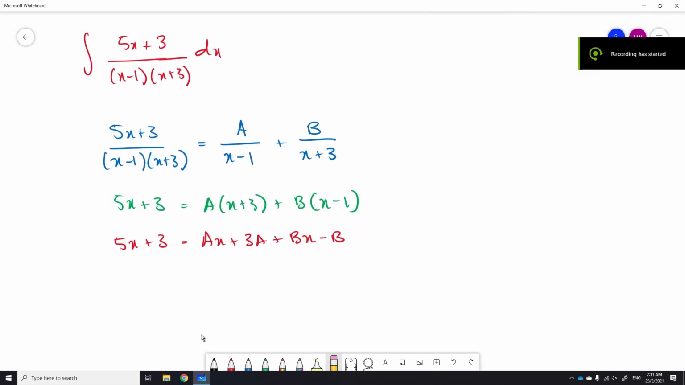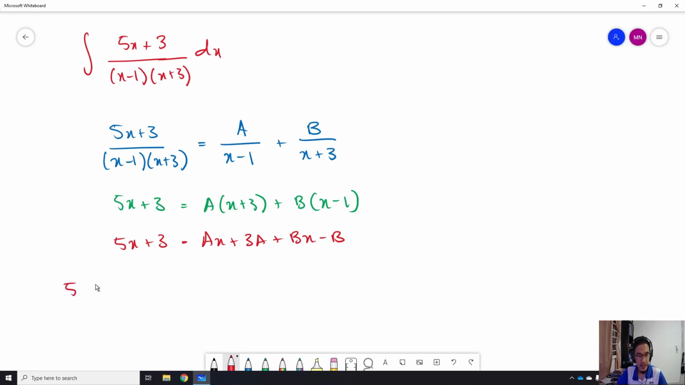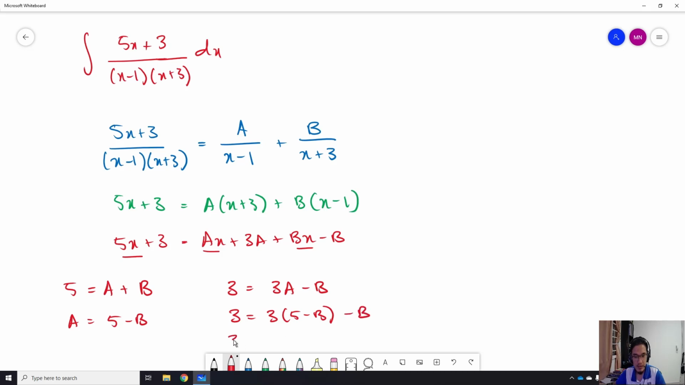From here we can take the coefficient of x: 5 is equal to a plus b. Then 3 will be equal to 3a minus b. From here we know that a is equal to 5 minus b. So we substitute a equals 5 minus b into this equation: 3 equals 3 times 5 minus b, minus b. So we have 3 equals 15 minus 3b minus b.